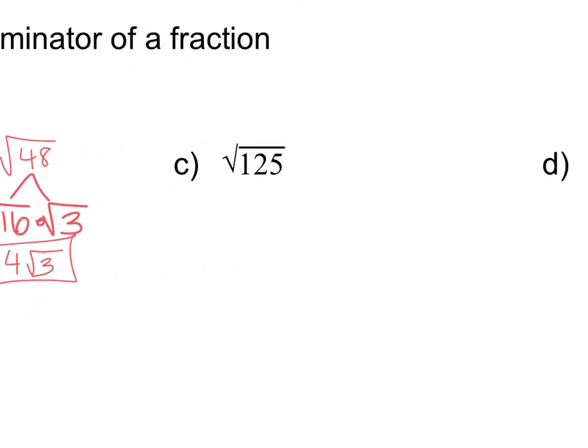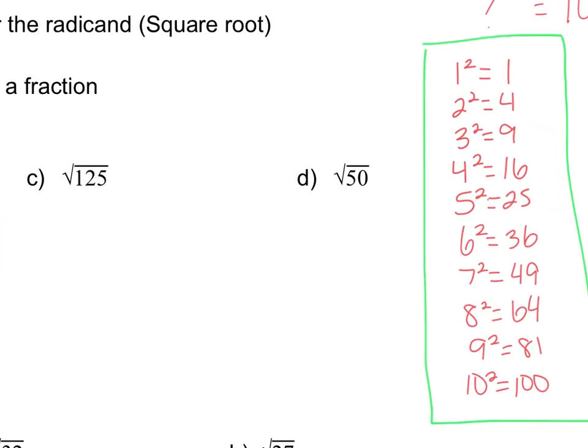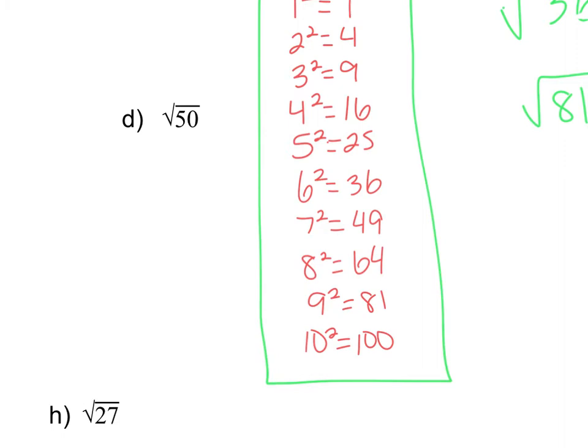Okay, next one, C, the square root of 125. So let's see, half of 125 would be 62.5. That would be right here, 62.5. Does 49 divide evenly into 125? Nope, it doesn't. Does 36 divide evenly into 125? Nope, it doesn't. Okay, what about 25? Yes, it does. So 25 divides evenly into 125.